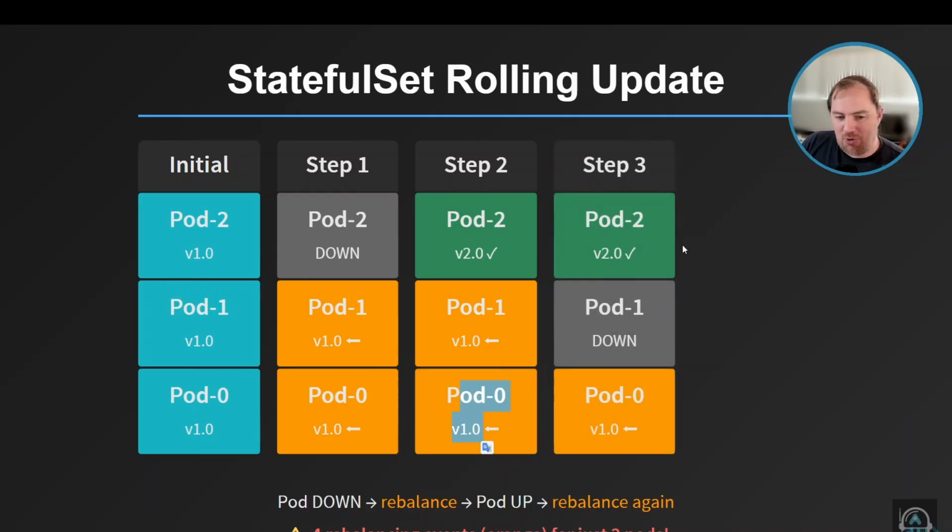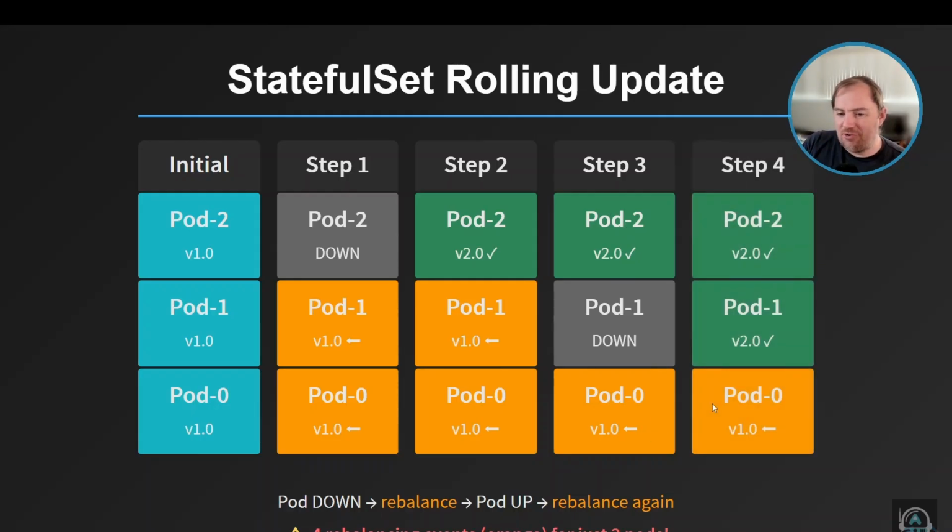But then to make matters worse, pod 1 is going to go down, and that's going to cause a rebalancing between pod 2 and pod 0 to happen. And then finally, we're going to pull pod 0 out of the cluster and mark that pod as down. And after this is all said and done, we should have a successful update when this occurs. But we're moving shards around pretty frequently as part of this update here. And that's what's going to create a little bit of stress on Akka.NET when you're doing this.